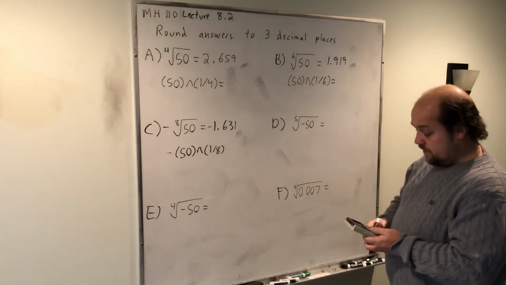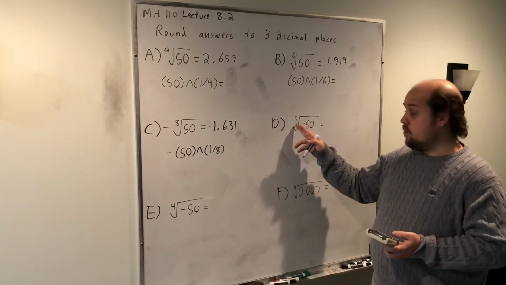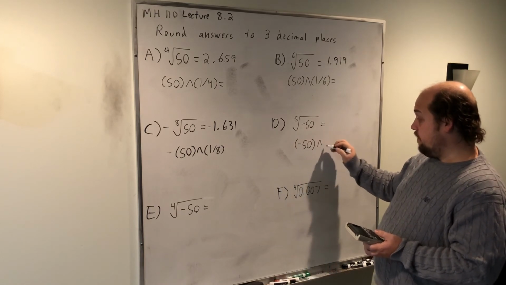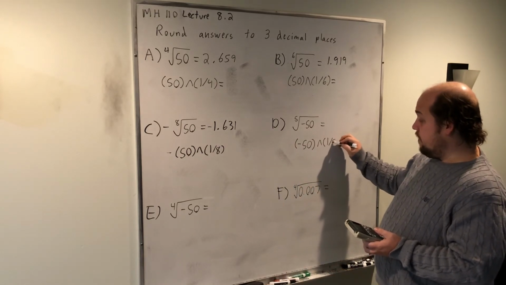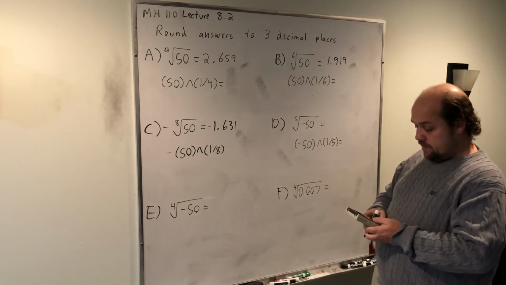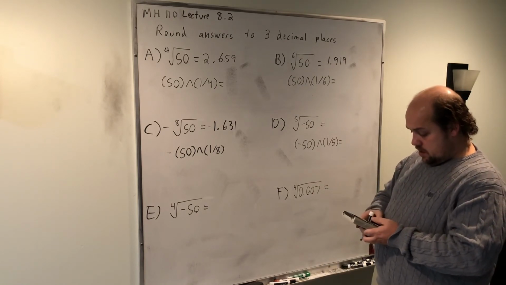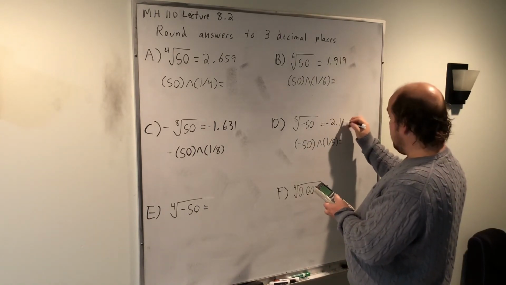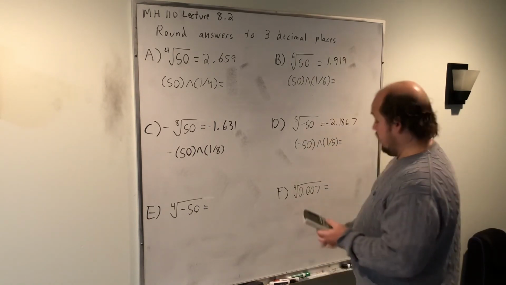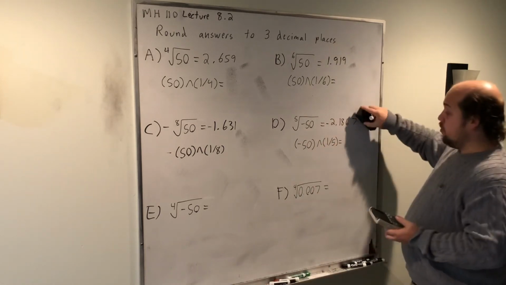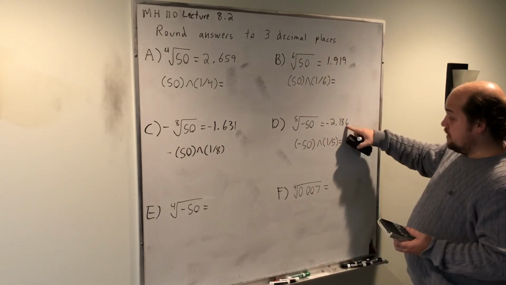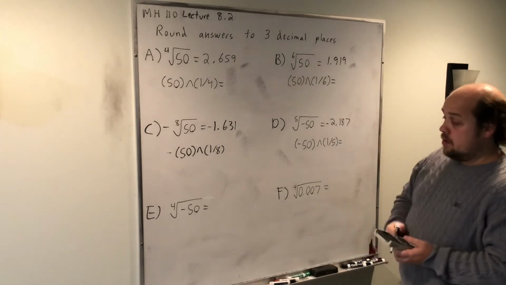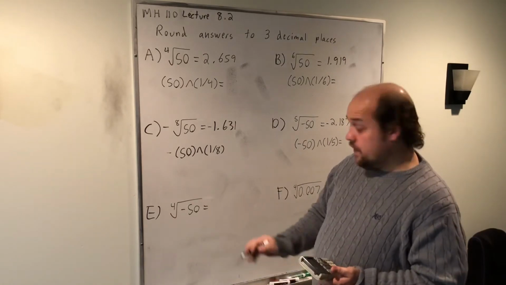Fifth root of negative 50, because it's an odd numbered root, I can do a negative on the inside. So I can put into my calculator negative 50 to the power of 1 divided by the root number, in this case 5. When I do that, I get a negative answer, which is negative 2.1867. Because this 7 is 5 or larger, when I drop it, I round this number up. It used to be a 6. It becomes a 7.